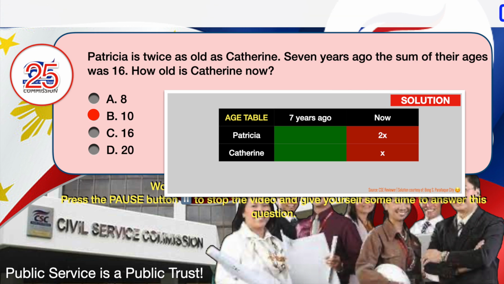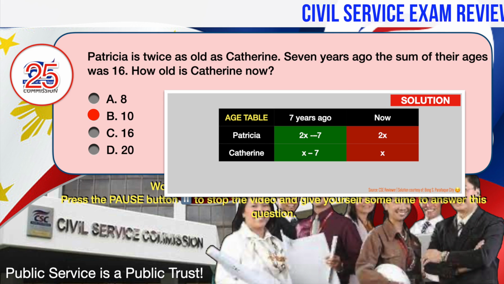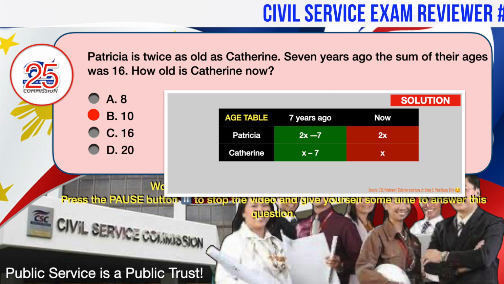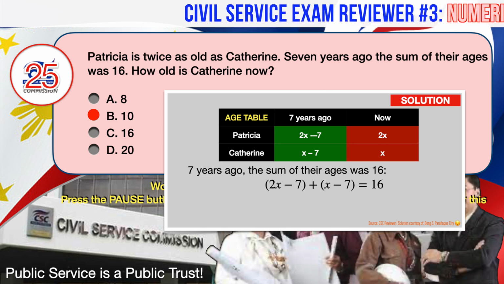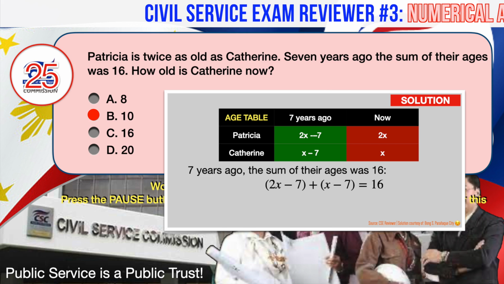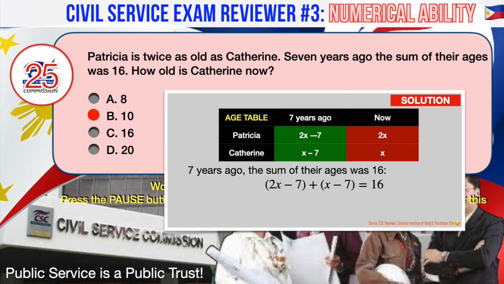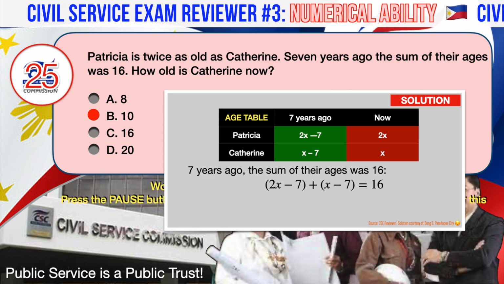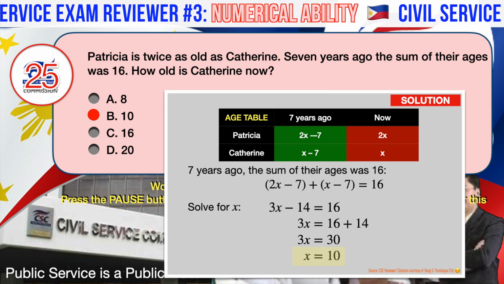Patricia is twice as old as Catherine, so Patricia's age now must be 2x. From their current ages, we can therefore say that 7 years ago, Patricia's and Catherine's ages were 2x minus 7, and x minus 7, respectively. The problem states that 7 years ago the sum of their ages was 16. Therefore, 2x minus 7, plus x minus 7, equals 16. From here we can solve for x. We should quickly arrive at x equals 10. Therefore, Catherine is now 10 years old.